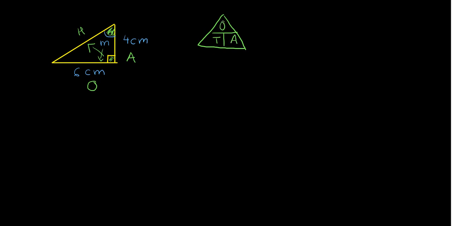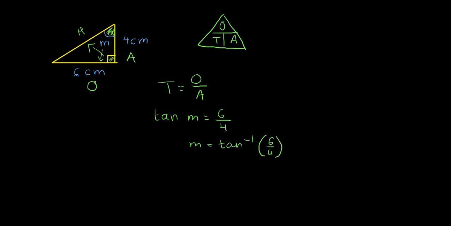I'm going to cover T because I have to find the angle. So T is equal to opposite over adjacent, and that's going to be tan of M is equal to the opposite, which is 6, over the adjacent, which is 4, not 5. So to find M, I do inverse tan of 6 over 4. Type that in my calculator. And I get an answer of 56.3 degrees to 3 significant figures. There we go.